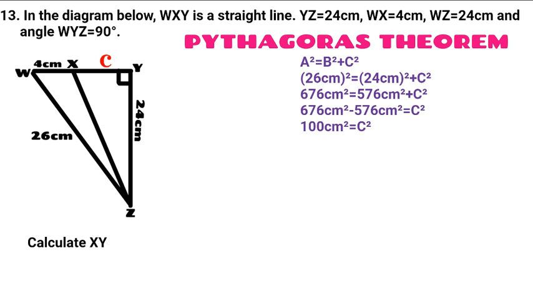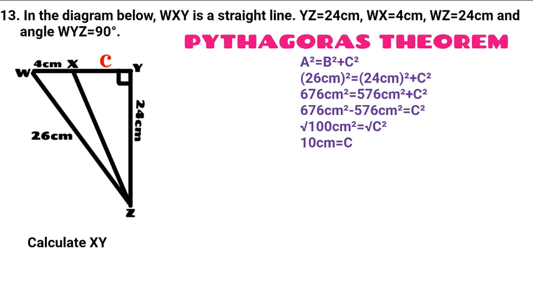Now remember, we want to find the value of C, which is WY. So we're going to find the square root of 100 centimeter squared and of C squared. The square root of 100 centimeter squared is 10 centimeter, which will be equal to the square root of C squared, which is C. So 10 centimeter is equal to C.